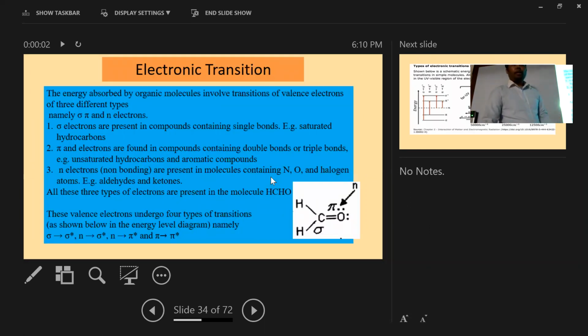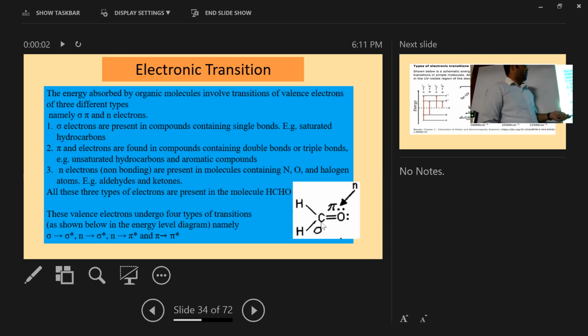The energy absorbed by organic molecules involves transitions of valence electrons of three different types. Already what I have mentioned, sigma electrons are present in compounds containing single bonds, saturated hydrocarbons. That is the example I have mentioned. You can have that carbon and hydrogen. In the display, this is formaldehyde. What I have drawn, this oxygen should be carbon. This is from my slide, not my drawing.